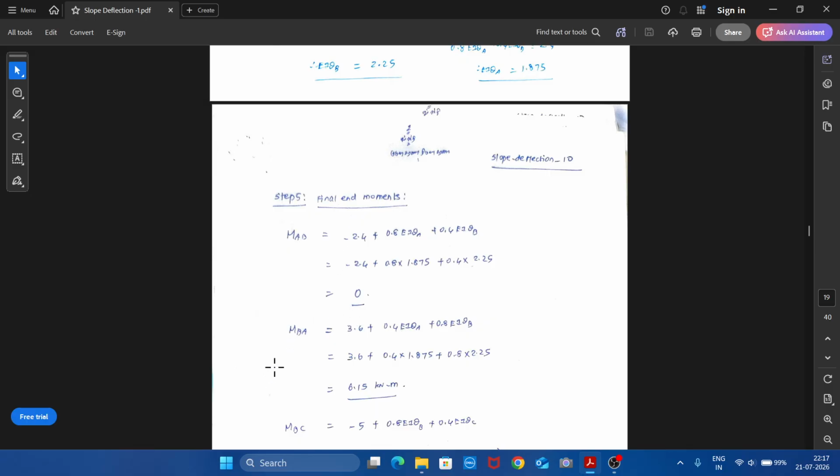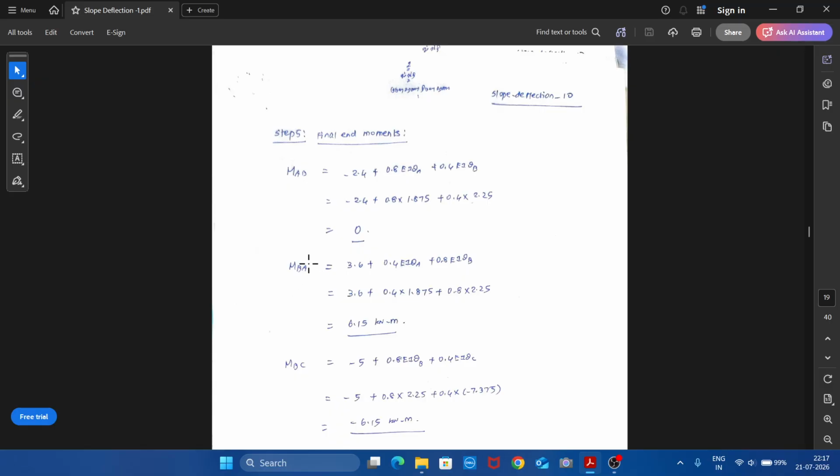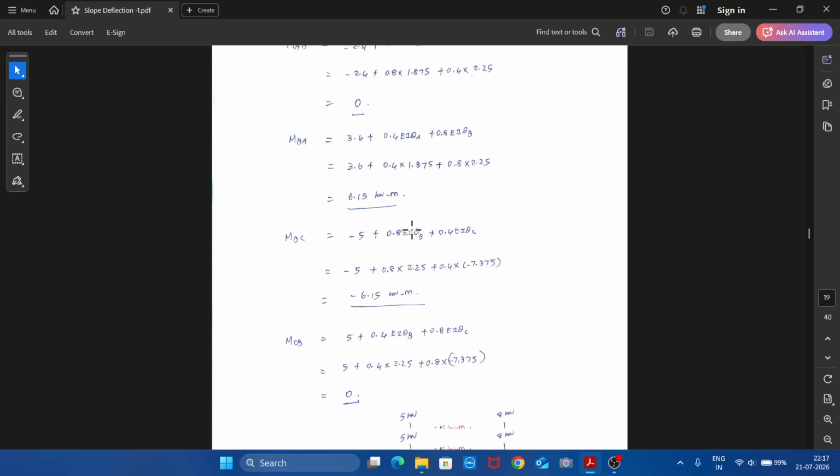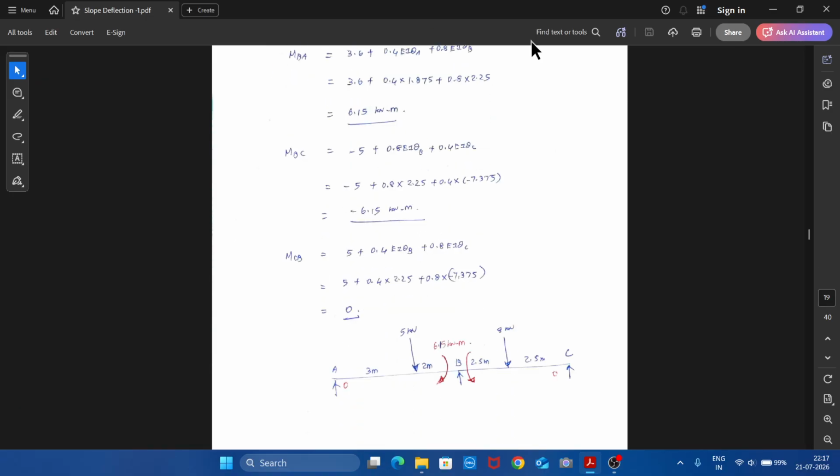And at joint B, you should get a balance of moment, so MBA plus MBC equal to 0. If MBA is 6.15 and MBC is minus 6.15, it means we have done all the calculations correctly. So substitute the values of the unknown rotations and get the end moments. Once the end moments are obtained, mark them in the diagram. At A, MAB is 0 and MBA we got plus 6.15, so clockwise. MBC is minus 6.15, so anti-clockwise.